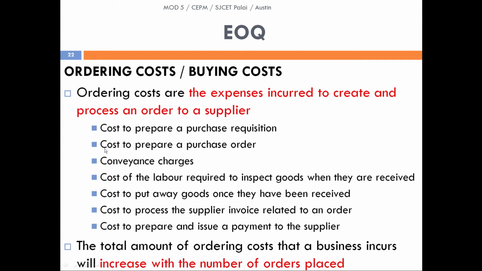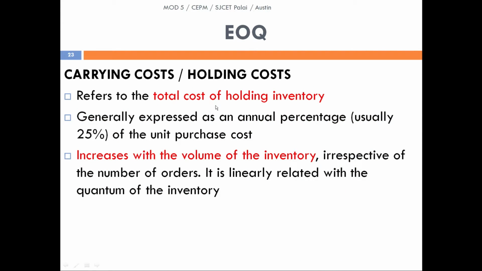So in this course we have seen most of the elements of material management. In the elements of material management, we have seen the inspection of the goods, reception of the goods, then the invoice reception and issue and payment, and all those things have been discussed. So all these costs create the ordering cost. If we can reduce the number of orders, then the ordering cost can also be reduced. As we have already discussed, the total amount of ordering cost that a business incurs will increase with the number of orders placed. The next one is the carrying cost or the holding cost.